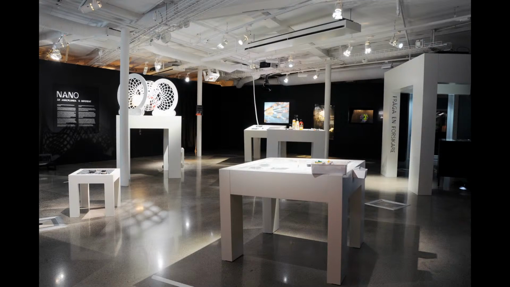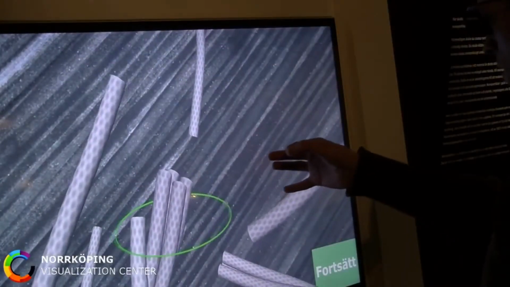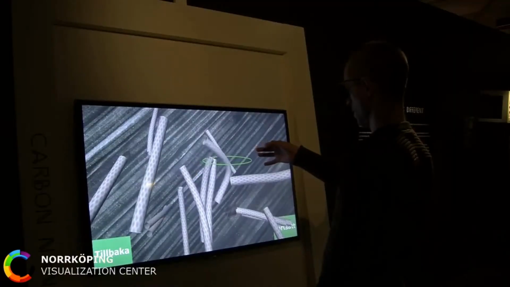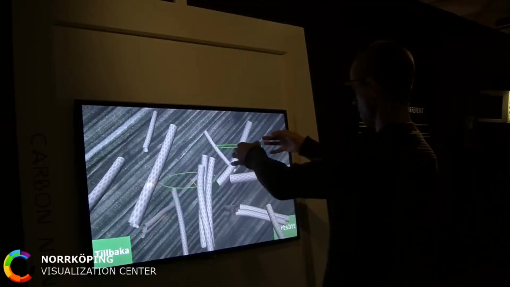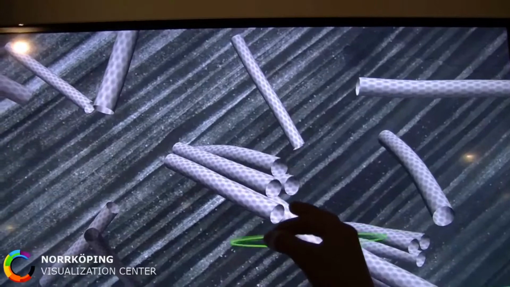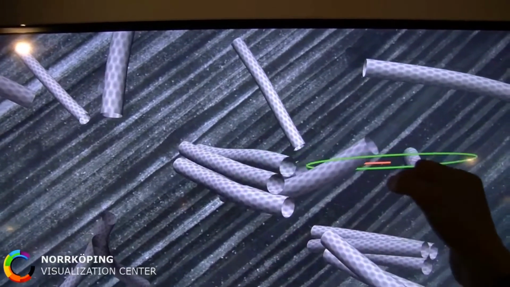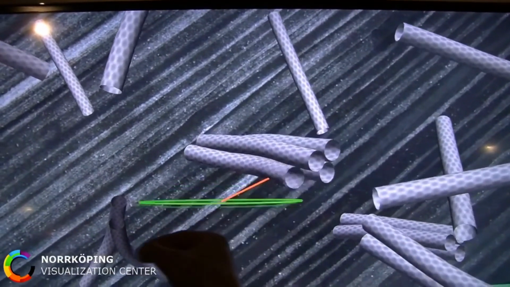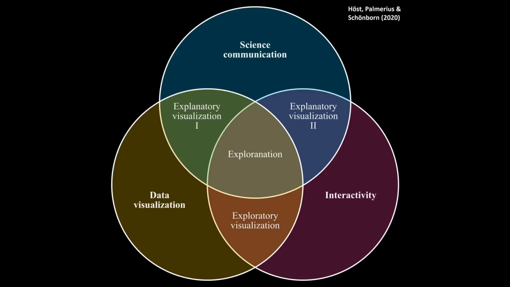How do you visualize the nanoscale, 1/1000th of a meter, for the public? As part of a Science Center exhibition, we developed an immersive environment that explains nanoconcepts by allowing users to explore nanoproperties. We reflect on how exploration, the confluence of explanatory and exploratory visualization, can be applied to visualization in public spaces.